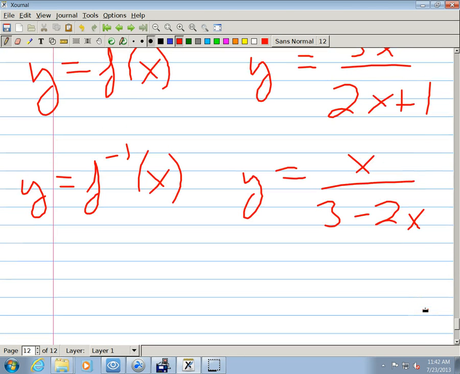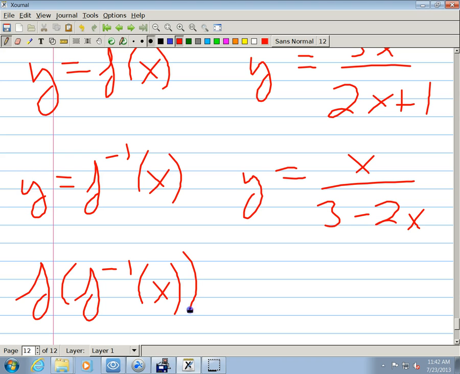So my question to you is this. What's f composed with f inverse? Do you know what it should be, if they are in fact inverse functions? It should cancel out to just plain old x, right? Okay. Let's confirm that. Let's do it.